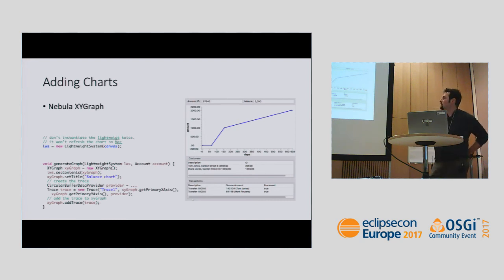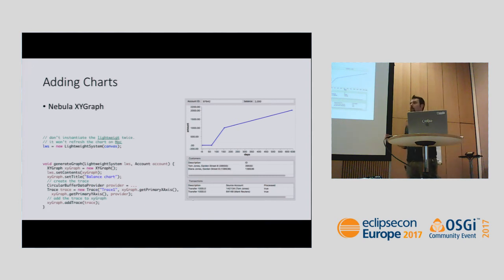And then generating the graph is quite easy. If you have a reference to your lightweight system and a data object, you just create an XY graph, which is from the Eclipse Nebula widget. You set a title, you create a data provider which holds the series that you'll see here, and then you create this new trace with your data provider. For this slide, I stripped away some code lines, but you'll find everything again in the source code.